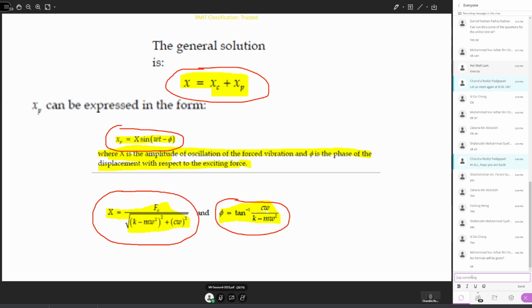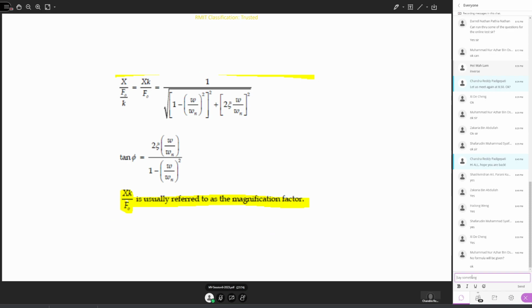Okay, so here we are going to define the magnification factor. In this formula, you are taking the ratio of the displacement and the displacement due to the spring, the ratio of two displacements. This one we normally call the magnification factor.